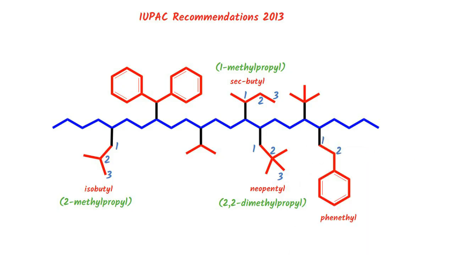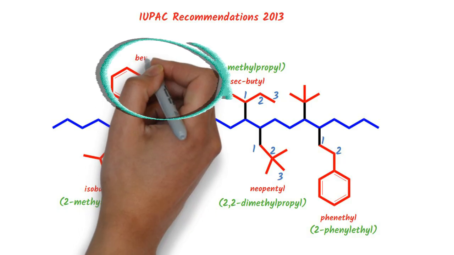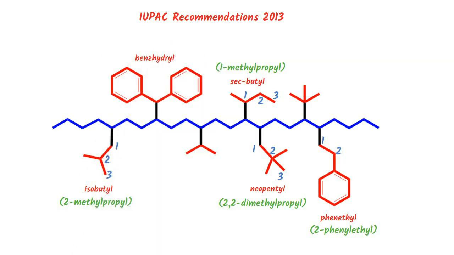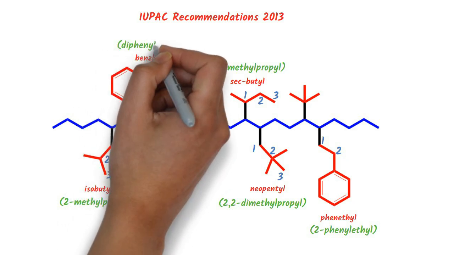For this group, the common name is phenethyl. As per new rules, it is called 2-phenylethyl. For this group, the common name is benzhydryl. As per new rules, there is only 1 carbon attached to 2 phenyl rings. So we call it diphenylmethyl.